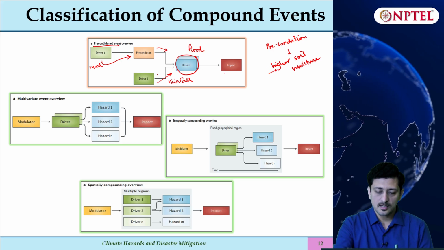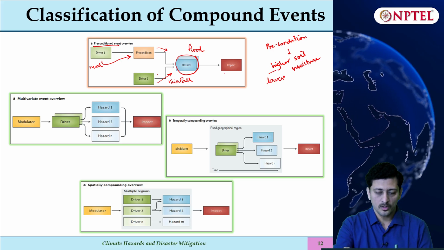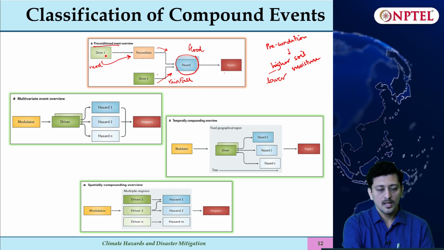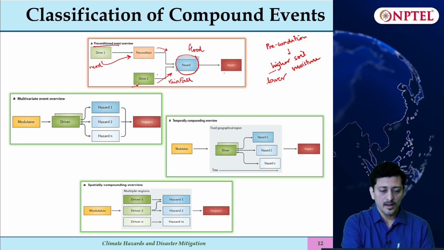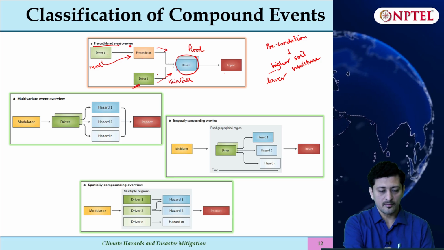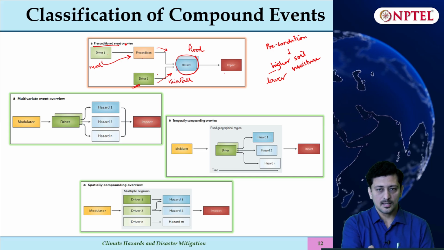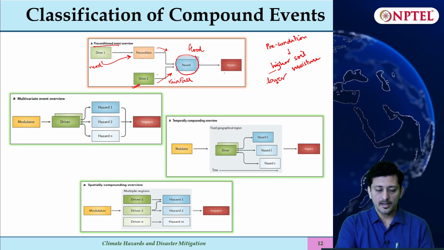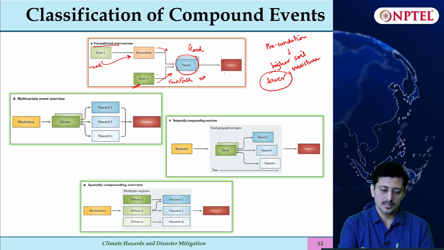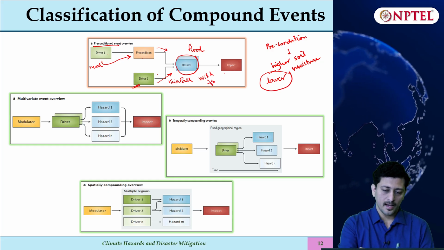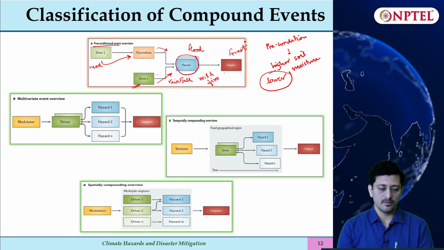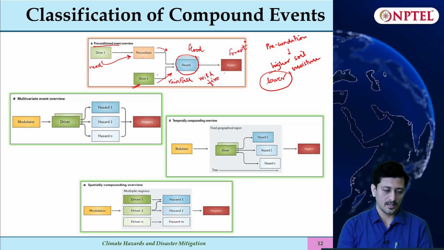Second case, instead of higher, if there is lower soil moisture, then that becomes a precondition. Then one driver can be deficit precipitation, and the second driver can be, for instance, extreme heat. So extreme heat and deficit precipitation, accompanied by lower soil moisture, can increase the risk of wildfires, and that can impact the forest. So this is how your preconditioned event essentially interacts.